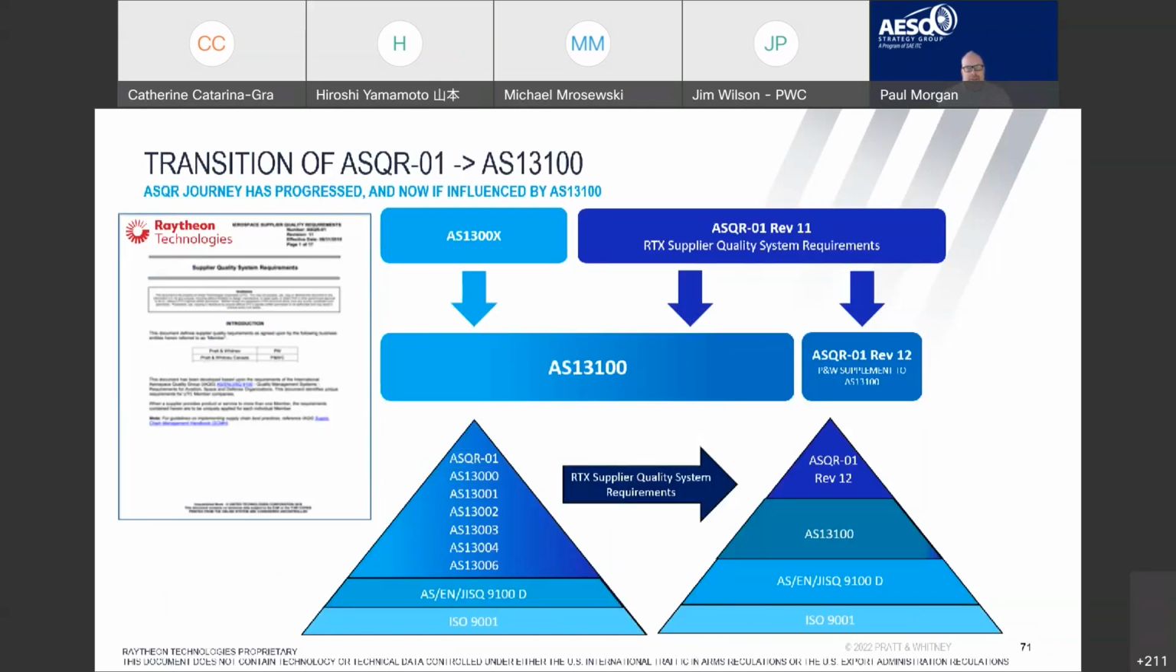Now, Pratt & Whitney, like General Electric, like IHI, Safran, and so forth, there are specific elements that are critical to their individual quality management systems. And we're no different. And so when we flow out ASQR 01 Rev 12, there's going to be some remaining elements that are specific to Pratt & Whitney's quality management system. I will be very transparent, say that this is evolving as we progress down this journey. And ultimately, we are driving to a collaborative alignment across the industry. Next slide, please.